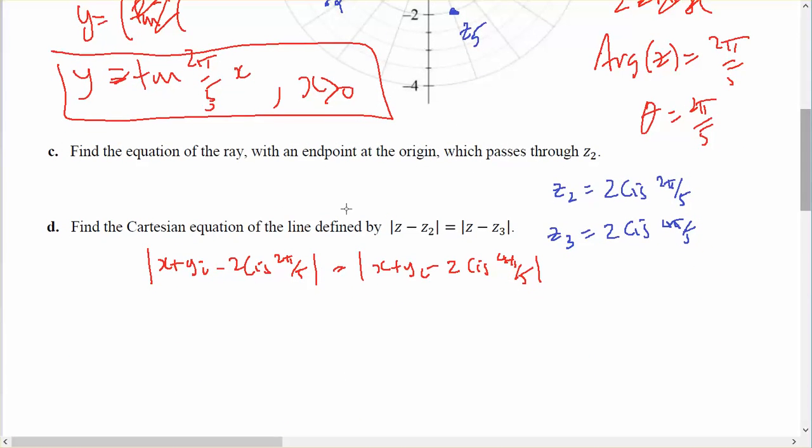And we're told to find the Cartesian equation of the line defined by this. Remembering this is a circle centred at the complex number Z2, and this is a circle centred at the complex number Z3, and we're finding where the circles that we draw at both of those points are equal to each other, and the line that determines that. So what might that look like?